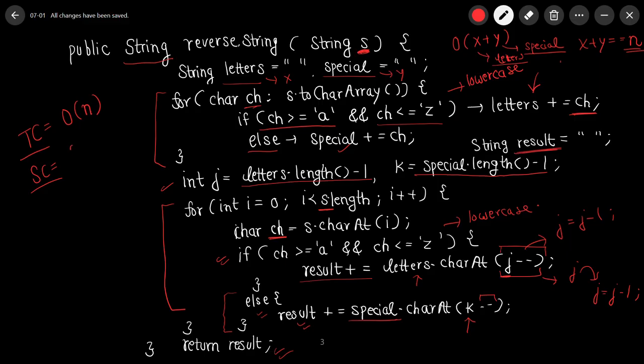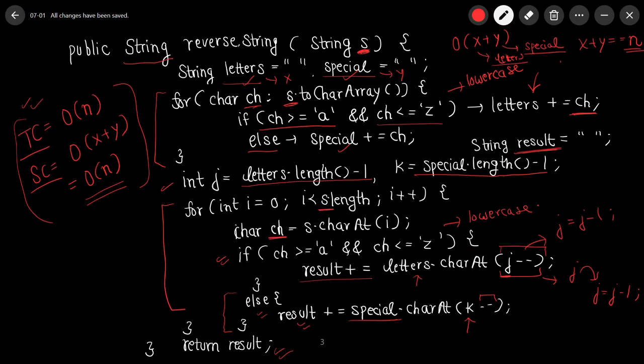So space complexity is nothing but space taken by the letter string, that is x, plus space taken by the special string, that is y. And x plus y is nothing but n, because these letters and special strings are only being made from the original string, and from nowhere else. So that's why it's big O of n only. So time and space both are big O of n each.